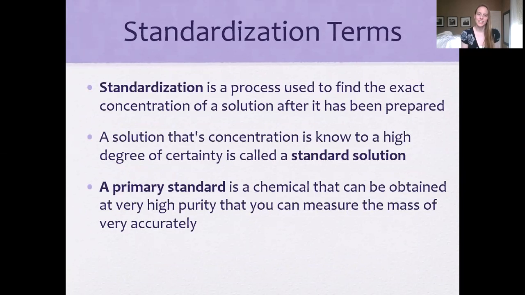So standardization is the process that is used to find the exact concentration of a solution after you have prepared it. If the solution's concentration is known to a really, really high certainty, like if you're 100% sure to the nearest thousandth what a solution's concentration is, then you can call that a standard solution. It has been standardized. A primary standard is a chemical that you can get at a really high purity and that you can measure the mass of really accurately, and then you can use that primary standard to standardize other solutions.